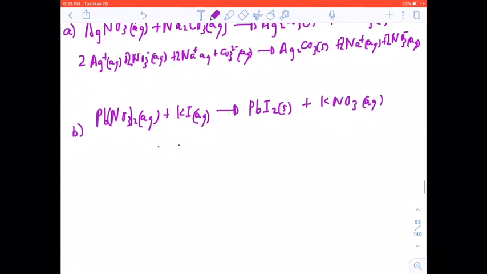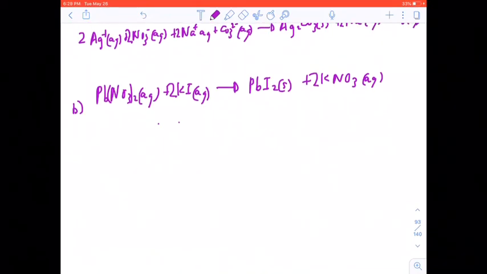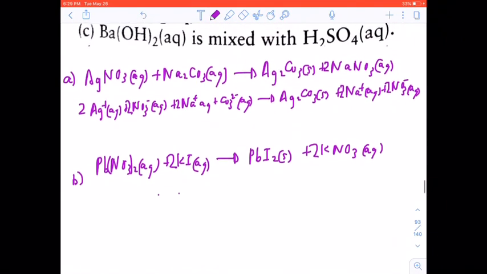All right, so let's look at this one here now. That means that would have to be 2, and that would have to be 2, right? So that's balanced. Your nitrates are balanced, your iodine is balanced, and your lead is balanced. Okay, so that's your molecular one.